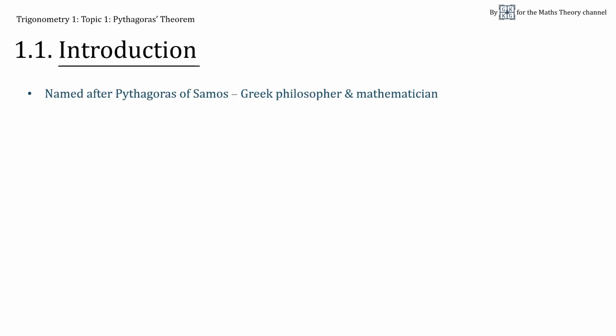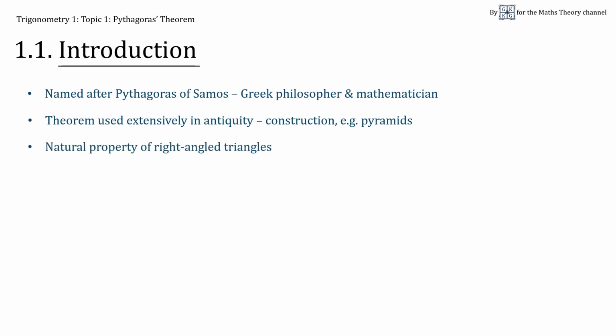A widely used theorem in antiquity, today the theorem is known after the Greek philosopher Pythagoras, who was also a mathematician. The ancients, like the Egyptians, used this theorem extensively, especially in construction projects like the pyramids. The Pythagorean theorem concerns a natural property of right-angled triangles, whereby the fulfillment of the theorem implies the correctness of the right-angled triangle. So what does that mean, the correctness of a right-angled triangle?